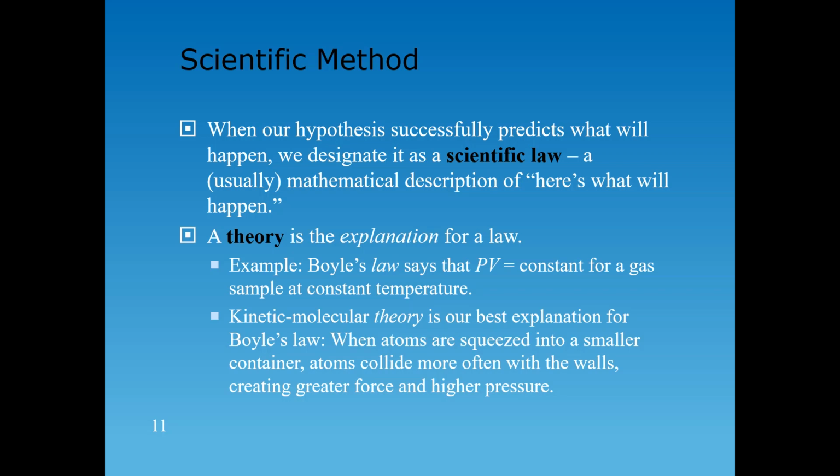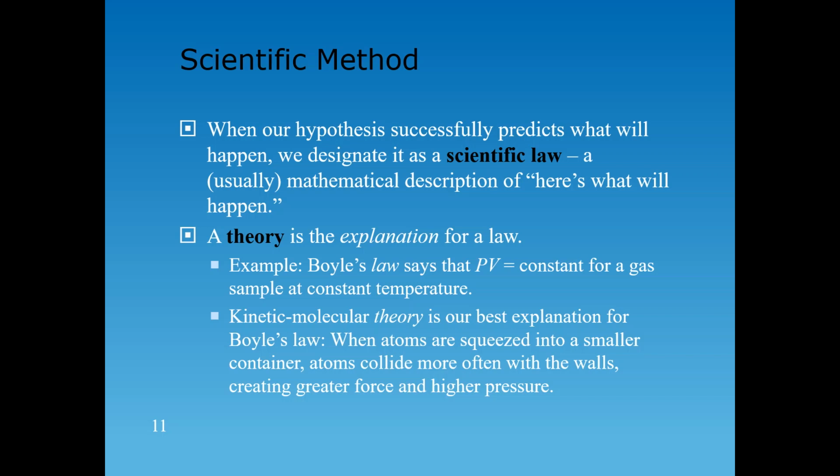Now, a very important aspect of the scientific method is the development of what is known as a theory. Now, a theory is different from the hypothesis. If you recall, we said that the hypothesis is basically a reasonable explanation of what is observed, but it's not tested, right?